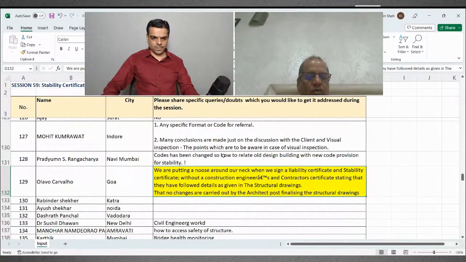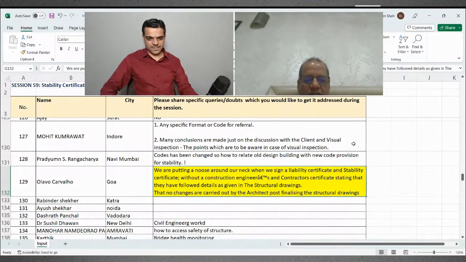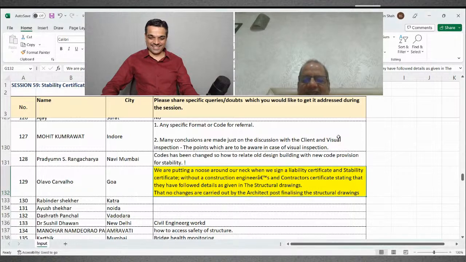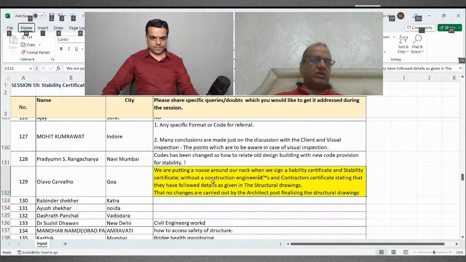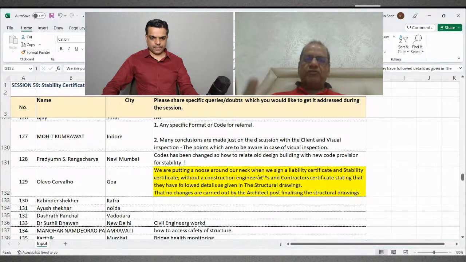Okay, Goa. Carvalho, we interacted in the past also. Putting a noose around our neck when we sign a stability without a construction engineer. No, no, you should not. Without a construction engineering contractor certificate, you should never issue a structural stability certificate. Or if at all you issue, you should make it very clear that this is based on such and such assumption. We are only responsible for issuing the structural drawings and not for the site condition. There is no change being made. All those riders you should very clearly mention. Don't make your structural stability certificate a smaller one. Let it be a 4 5 paragraph thing.